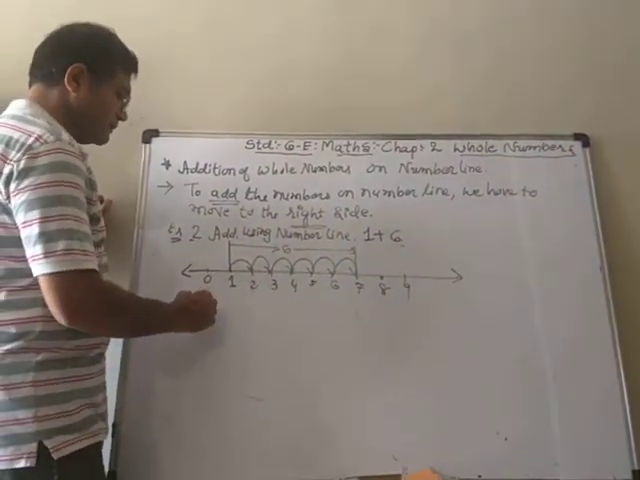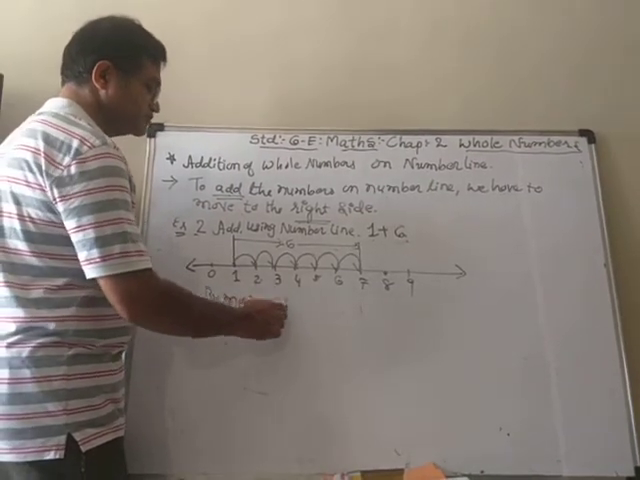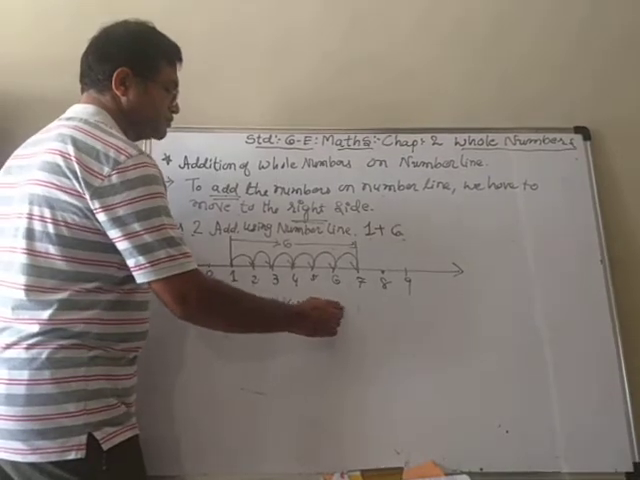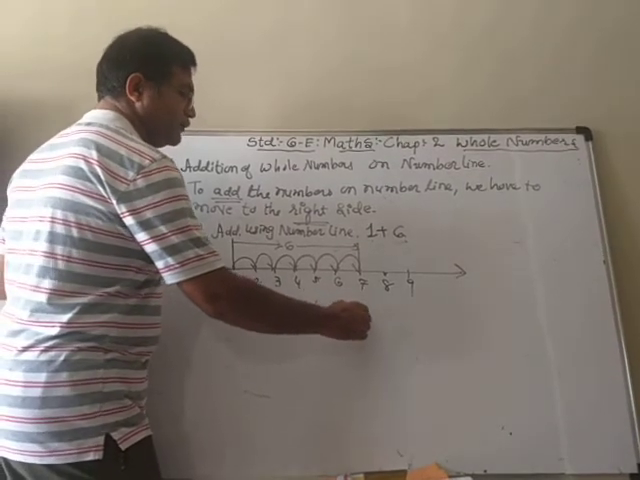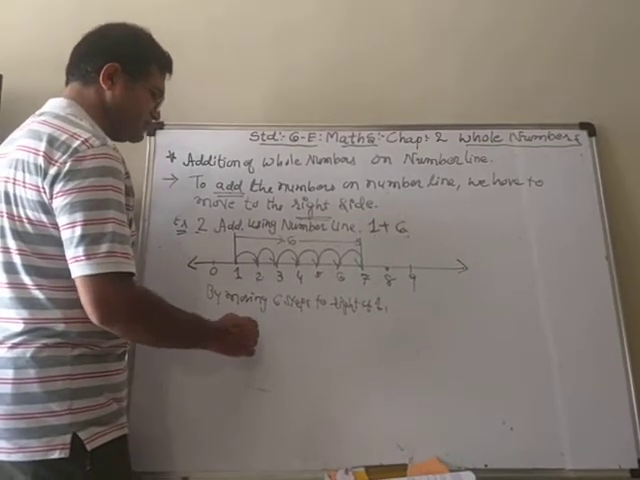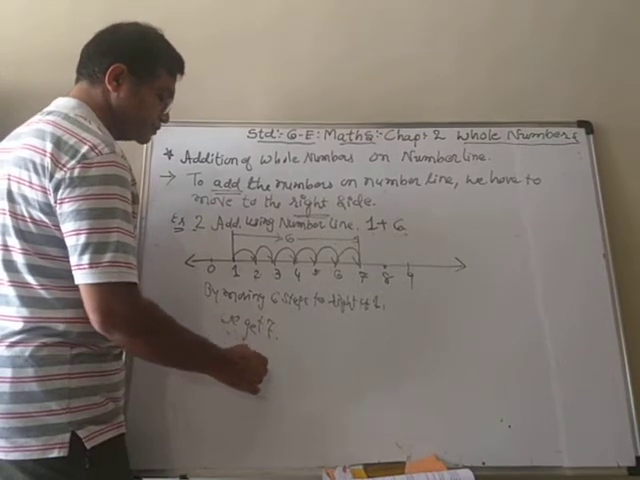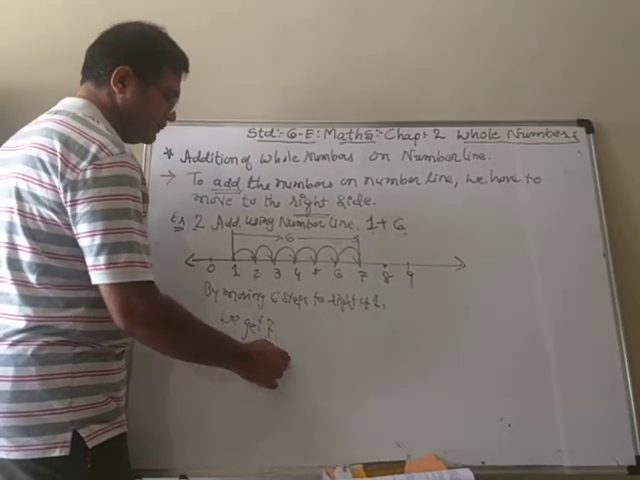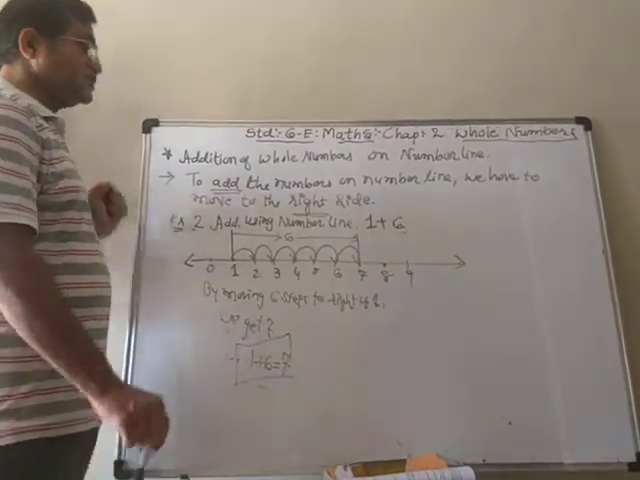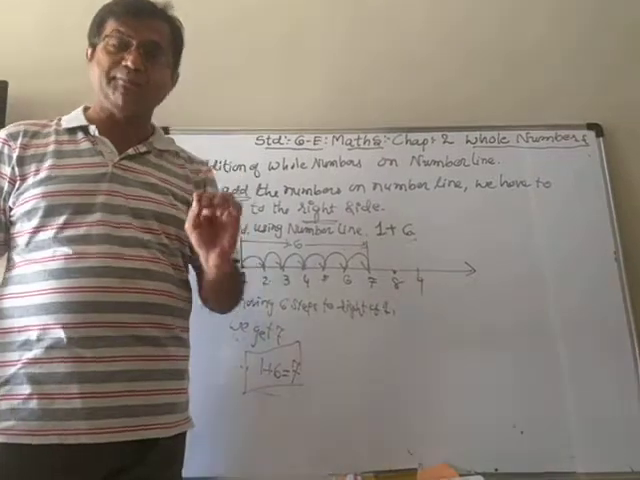So by moving how many steps? 6 steps to right of 1. What did we get? We get 7. Therefore, 1 plus 6 is equal to 7. So here it is very simple.